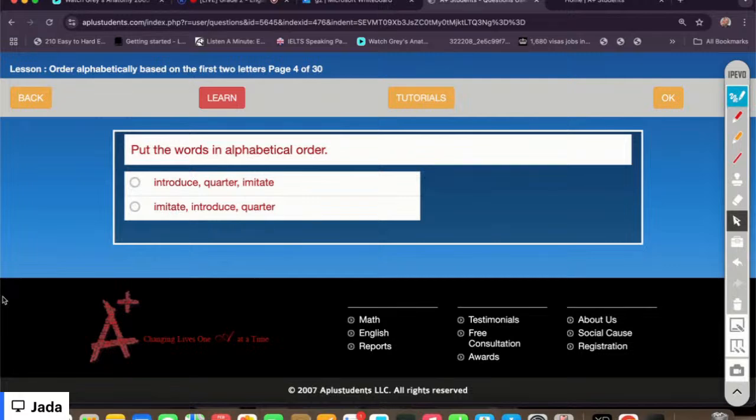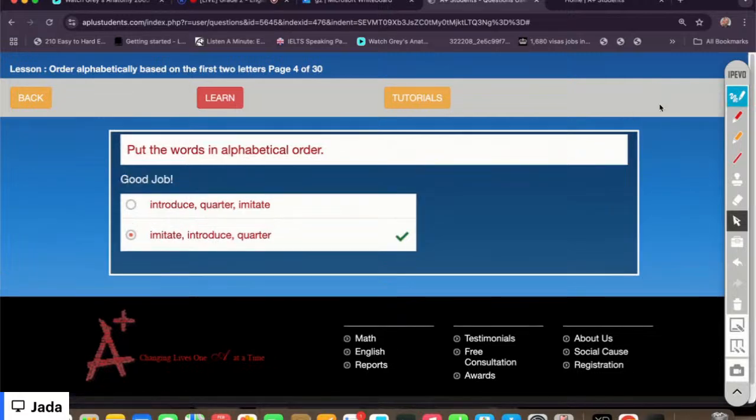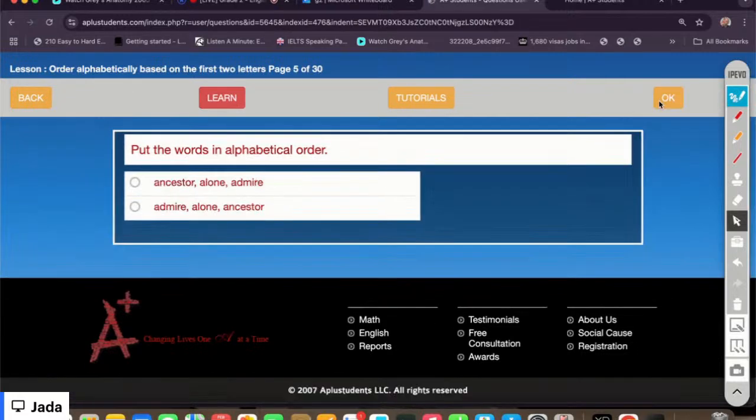So we have imitate, introduce, and then quarter, because I comes before the Q. So we have ancestors, alone, admire. What is the right order for this one?